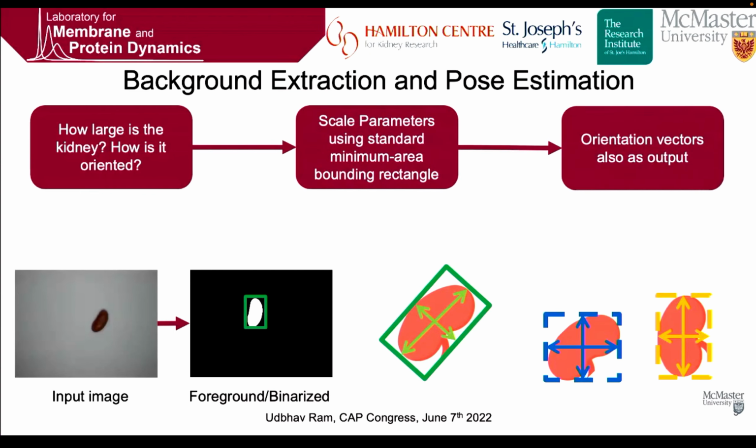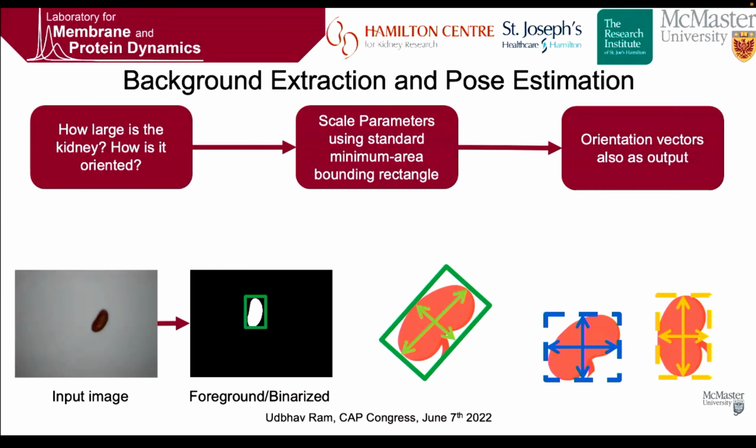So what we've done to solve this problem is using something called a minimum area bounded rectangle. And that's what you can see here in green. What it allows us to do is output a constant scale parameter across 360 degrees of rotation, which will allow us to perform a more efficient calculation. What this also gives us is an insight into the orientation vectors, which allow us to quantify the actual orientation of our object and use it in our later analysis.